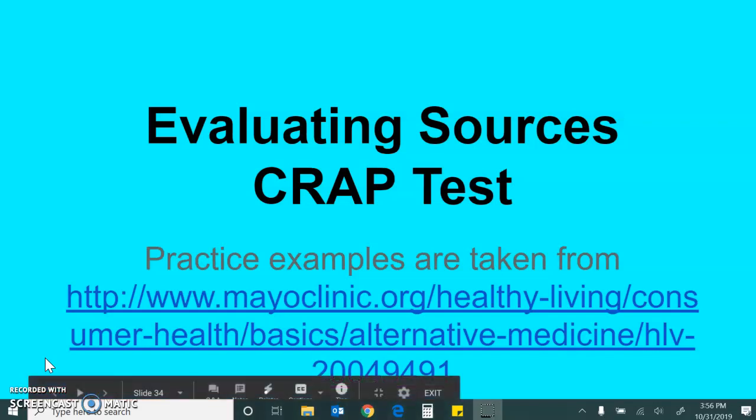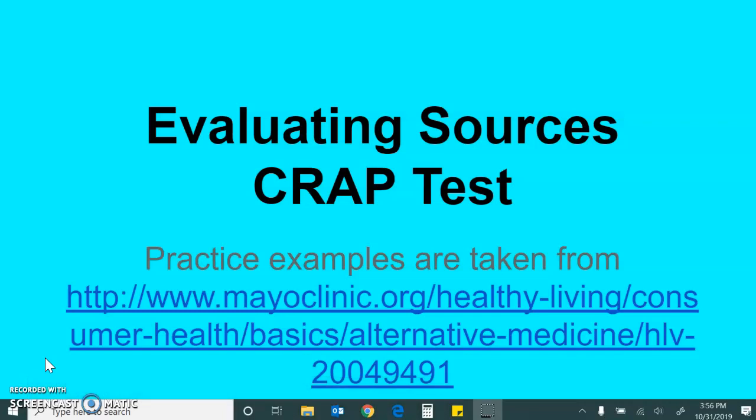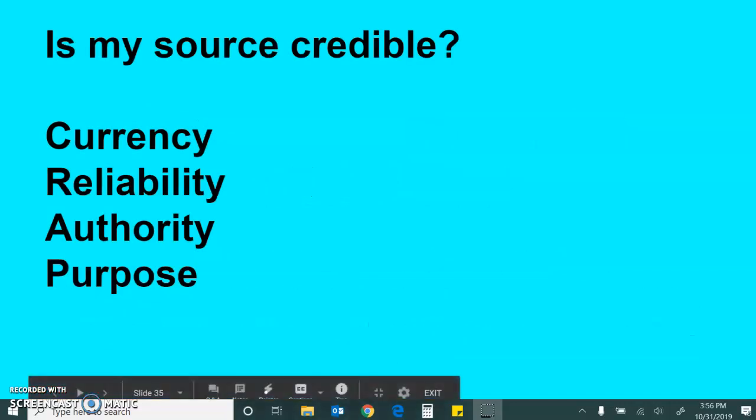Whenever we use a source for something, we need to evaluate the source, especially its credibility and usefulness for what we're using it for. And there's a very helpful tool that we can use to help us evaluate the source, and that is called the CRAP test. So we'll be looking at how to use the CRAP test to evaluate sources.